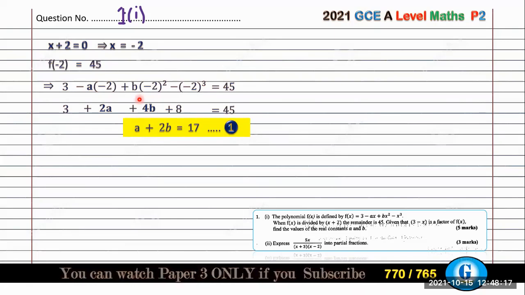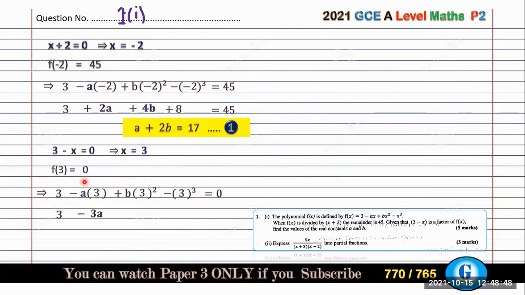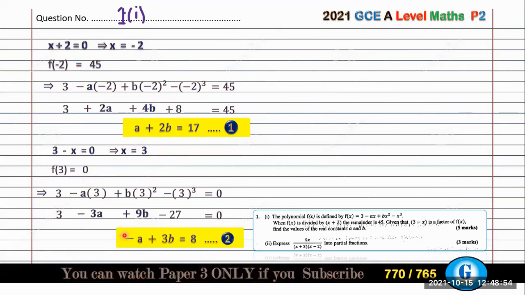Now the second condition is 3 minus x is equal to 0, which is a factor. So we have 3 minus x equals 0, implying that x is equal to 3. Since this is a factor, it means that f of 3 will be equal to 0. We have 3 minus a into 3 plus b into 3 squared minus 3 to the power 3 is equal to 0. When we simplify, we have 3 minus 3a plus 9b minus 27 equal to 0. This gives us equation 2, which is minus a plus 3b equals 8.